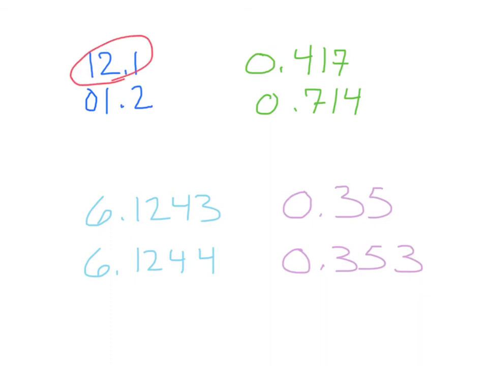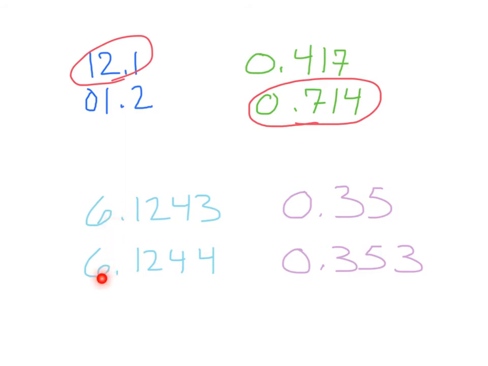Okay, moving on. Now here in our tens column, we both have a 0. So we're going to have to move past our decimal to our tenths column. Now here we have 4 tenths. Here we have 7 tenths. Now 7 tenths is bigger, so the rest of the numbers do not matter. We already know that 0.714 is going to be bigger than 0.417.